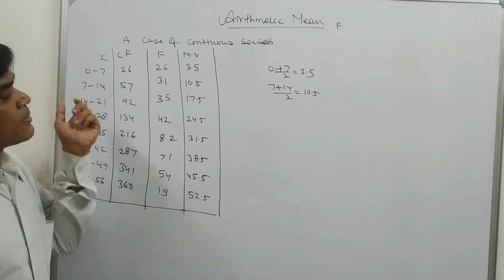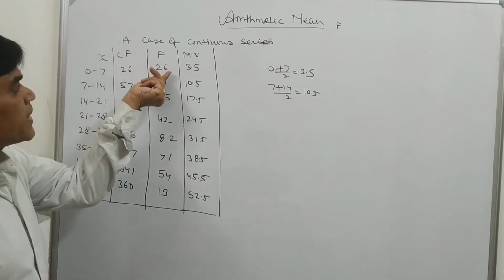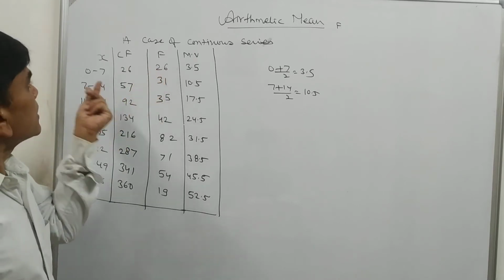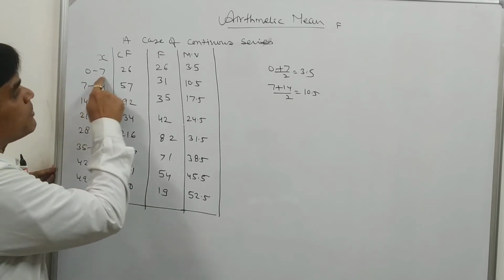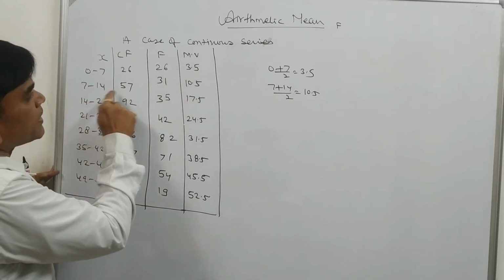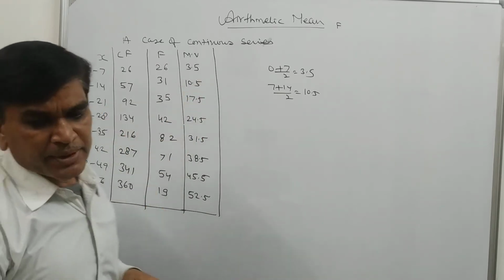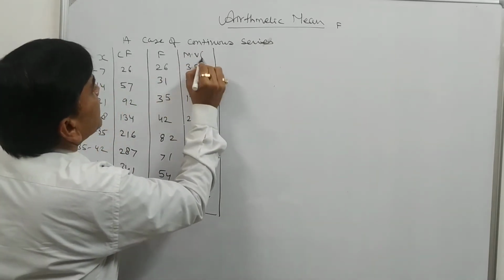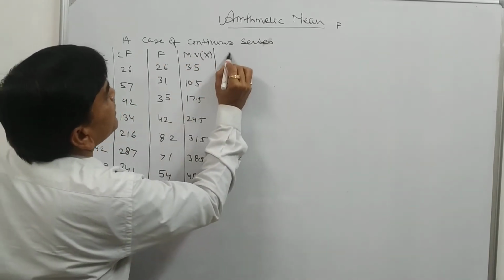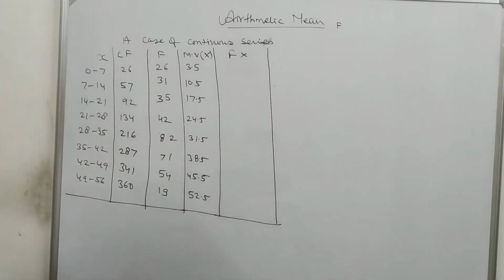So for calculating the arithmetic mean, firstly from the cumulative frequency we calculated the frequencies, and then we calculated the mid values: lower limit plus upper limit divided by 2, for example 14 plus 21 divided by 2. So the mid value will be treated as x, and this is f. So we require fx to calculate the arithmetic mean with the direct method.